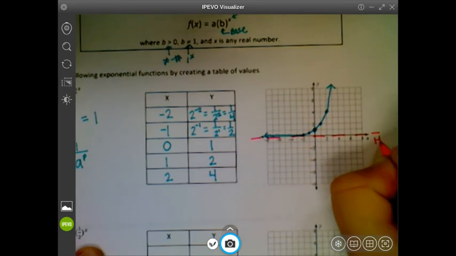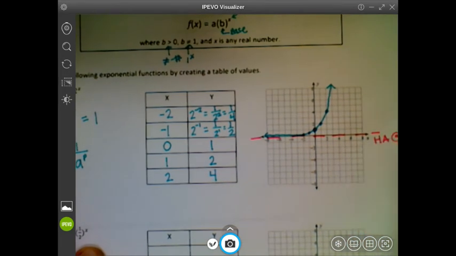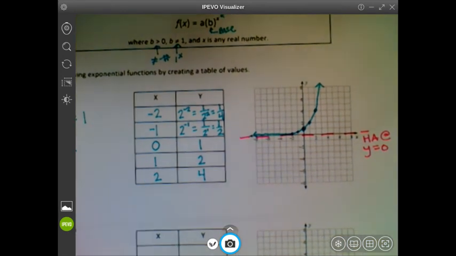And it is a horizontal asymptote, and it is at y equals 0. So just like rational functions had asymptotes, exponential functions also have asymptotes. They only have one, though. They're just going to have a horizontal asymptote.